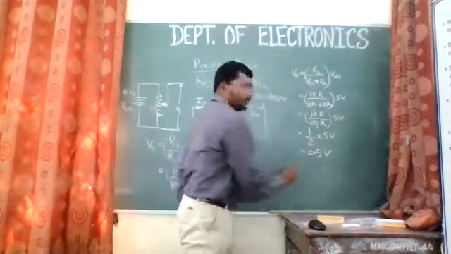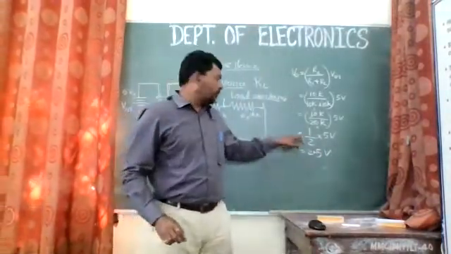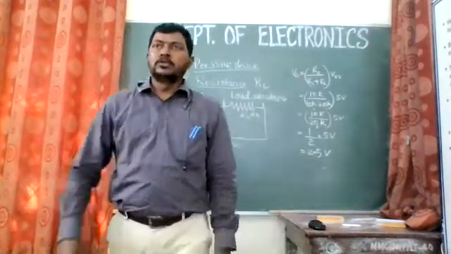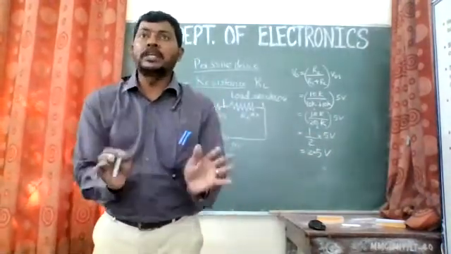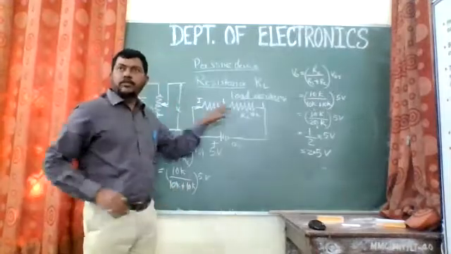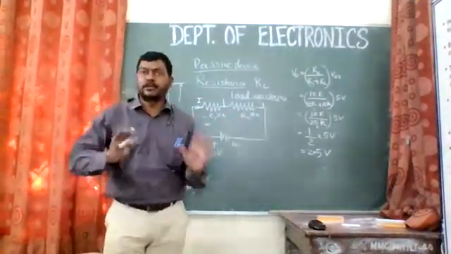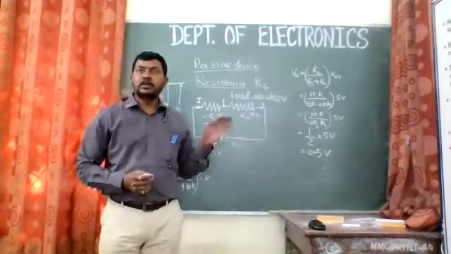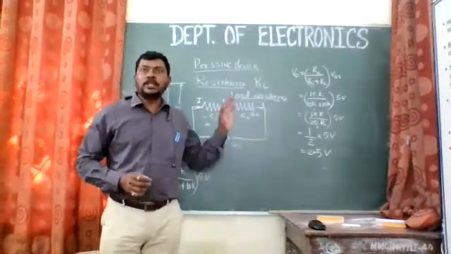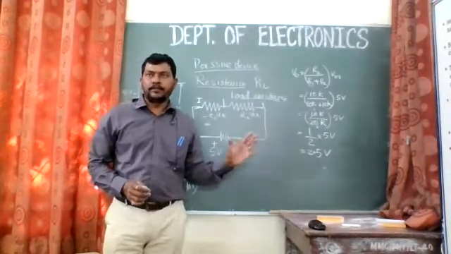This is 1 by 2 into 5. So this is how the voltage or the potential is being divided between the two resistors, and therefore it is called a potential divider network. What is it called? It's called a potential divider network.